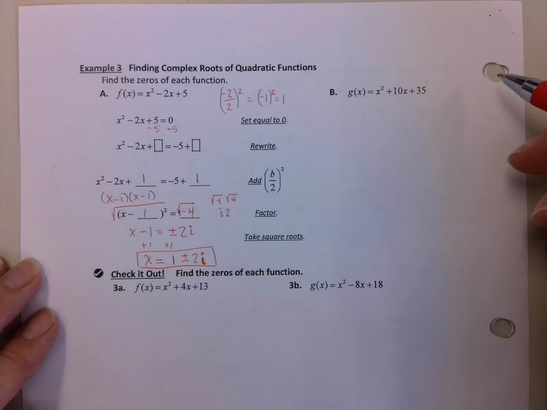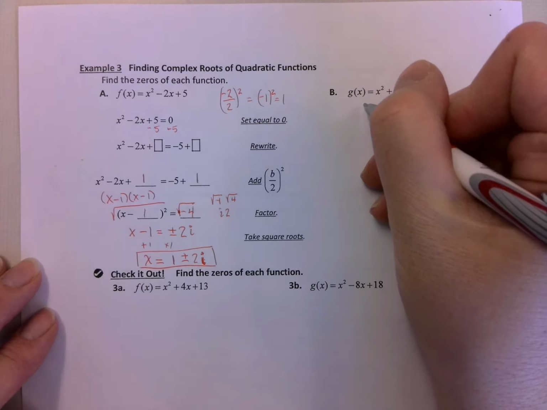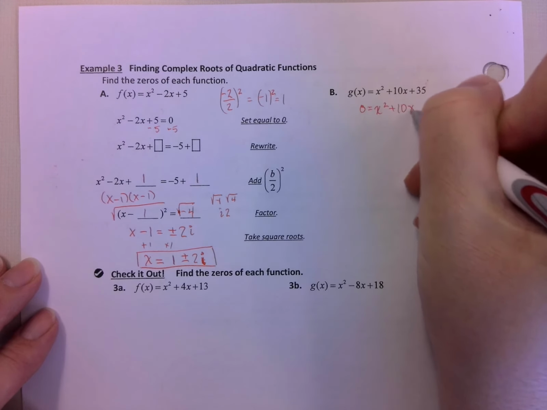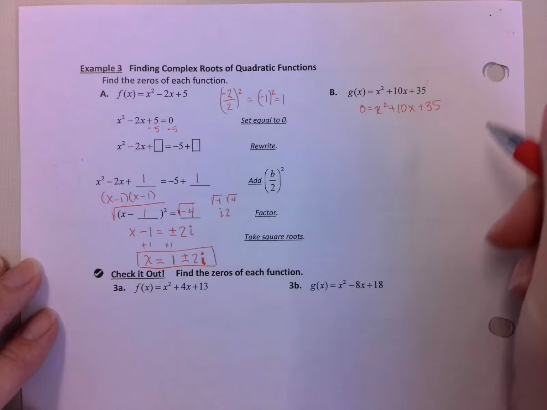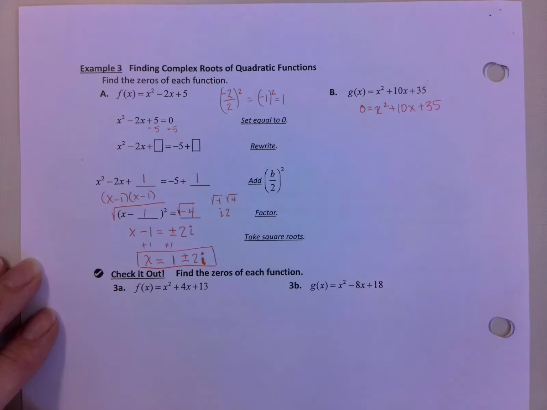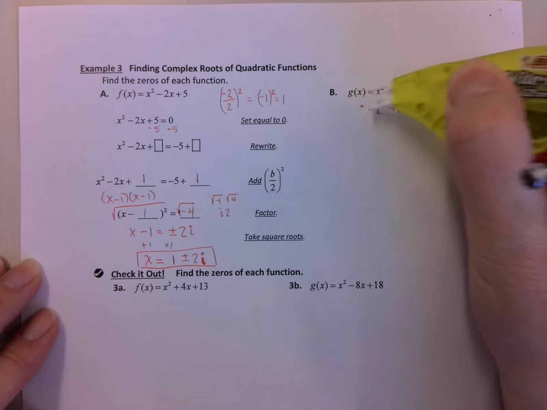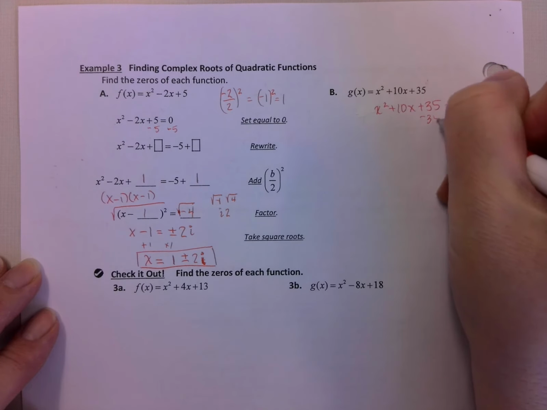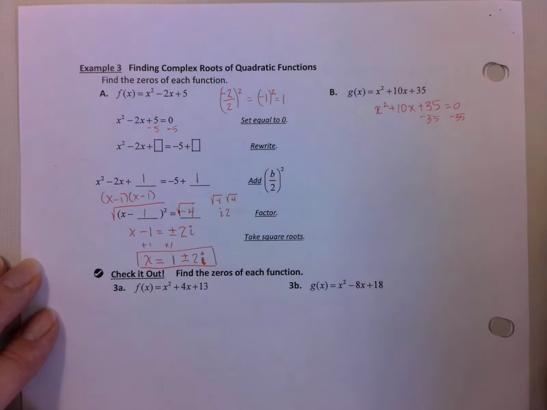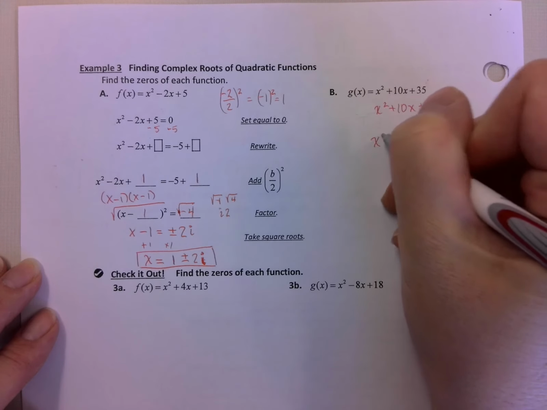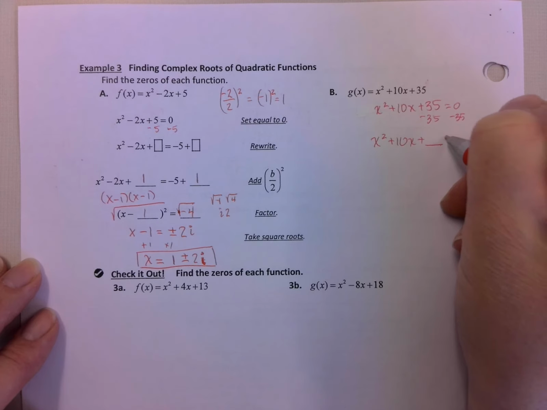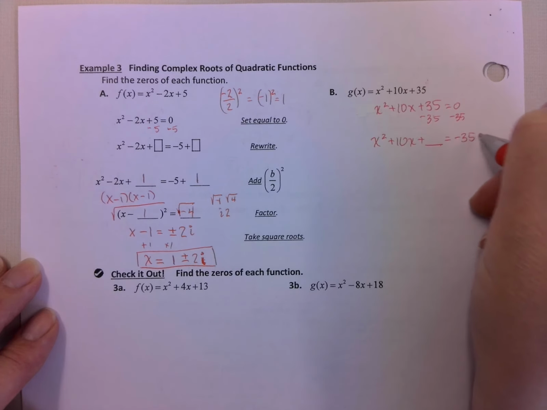Okay, so let's do this again. First thing is I'm going to set it equal to 0, x squared plus 10x plus 35. I think I'm going to put my 0 on the other side, but it doesn't matter which side your 0's on, but just since I don't want to throw anyone off, because I'm going to subtract the 35. So I'm building this to complete the square. I've got x squared plus 10x plus something equals negative 35 plus something.